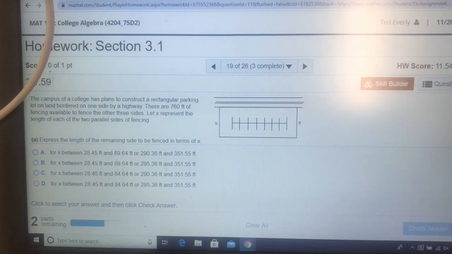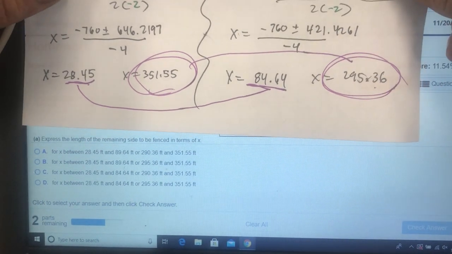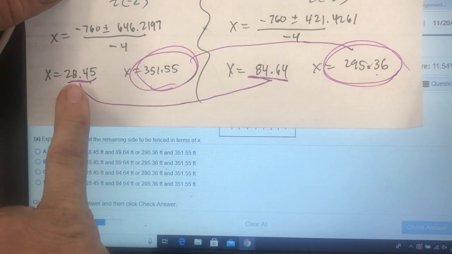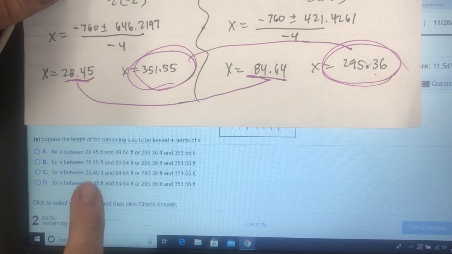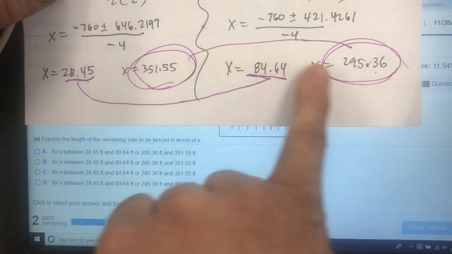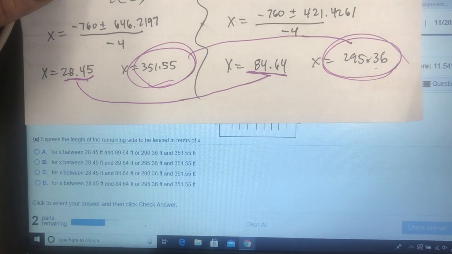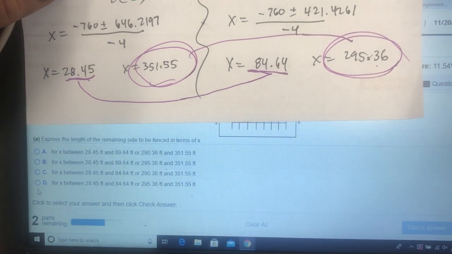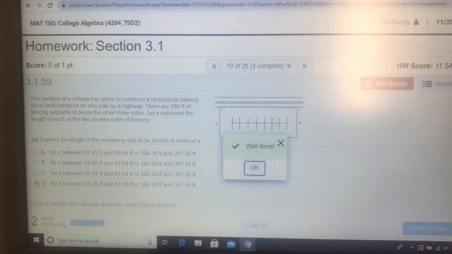All right, so again, what we had here, let's put it on the screen here. You can see it. So it's got to be between 28.45 and 84.64. It's got to be one of these last two right here, right? And then it's got to be between this and this. So 295.36, right here, this D. D for Dave. Well done, Dave.